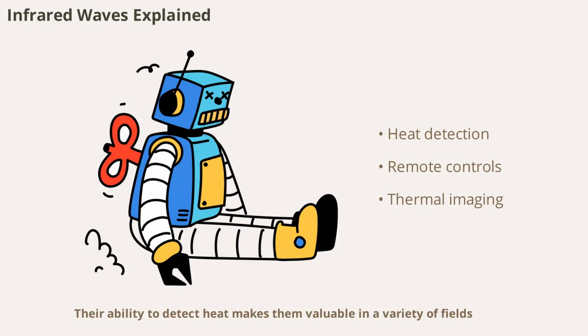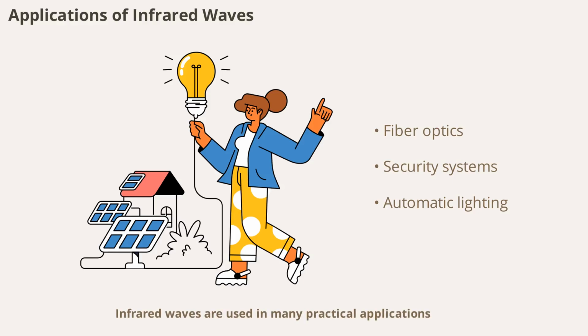Their ability to detect heat makes them valuable in a variety of fields. Infrared waves are used in many practical applications. In addition to remote controls and thermal cameras, they are used in fiber optic communication, where infrared light transmits data through glass fibers. Infrared sensors are also used in security systems and automatic lighting. Their ability to sense heat and transmit information makes them crucial in both consumer electronics and industrial processes.